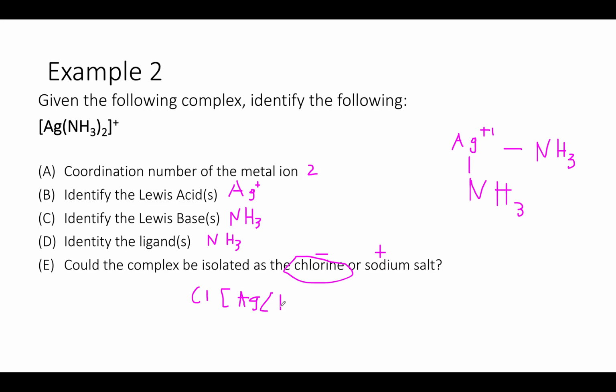You don't have to put a subscript for the chlorine because we only need 1, because the total charge on the complex is +1. So that 1 chlorine neutralizes it to 0. So we would choose chlorine here.